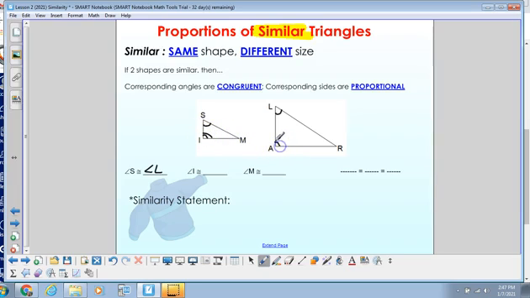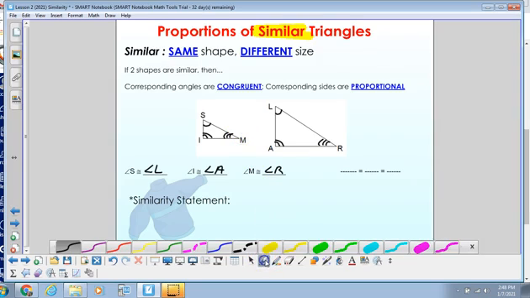So we'll put some marks on them. Angle I is congruent to angle A. And angle M and angle R match up. So we'll put our congruency marks on them. Now they're not all equal to each other, so it is important to put 1 mark on S and L, 2 marks on I and A, and 3 marks on M and R. We also have our corresponding sides are proportional, meaning they're in the same ratio.